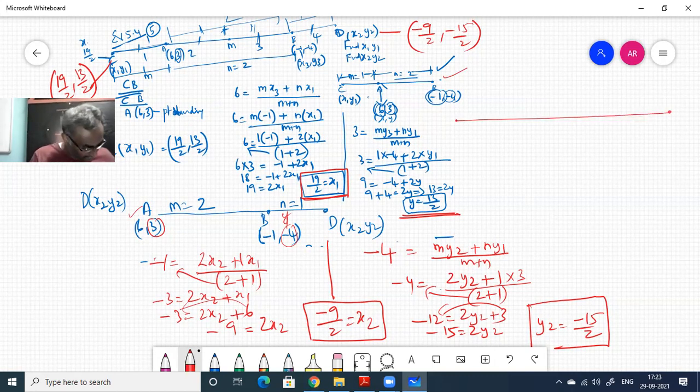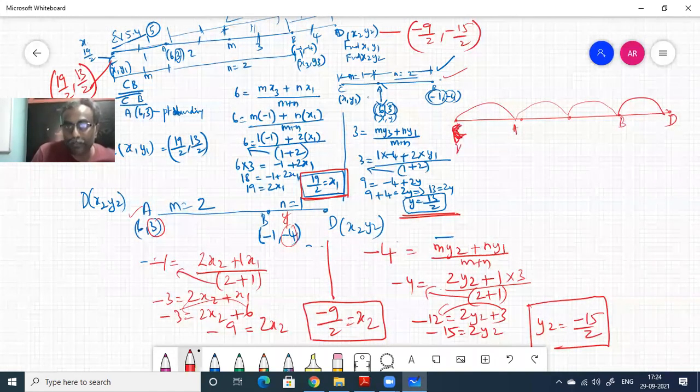The line joining A is doubled in length by adding half to each end. So A is there, B is there. This one is added on this side, so this becomes D. In the same way, this half is added on this side, and this becomes C. He's asking to find the C and D coordinates.